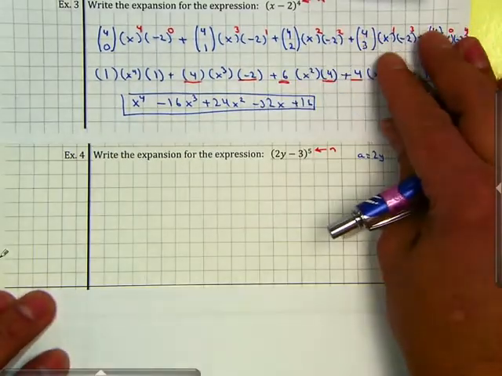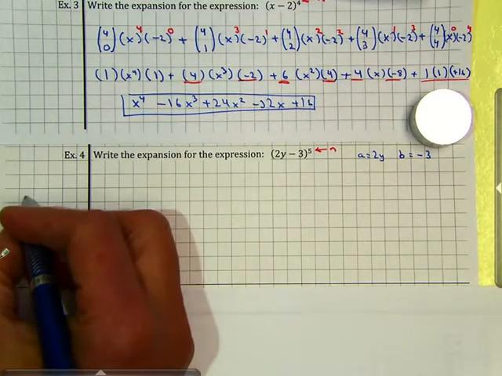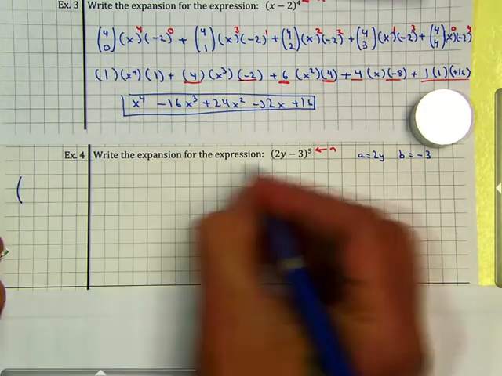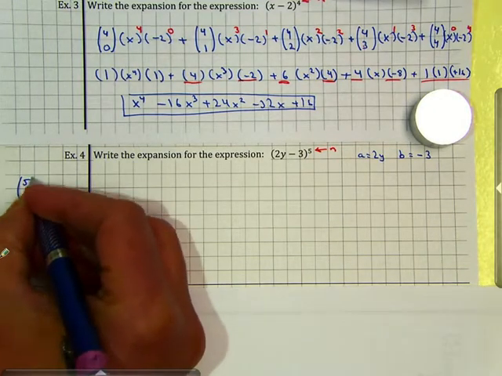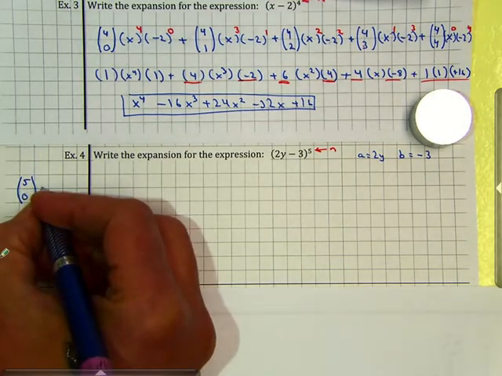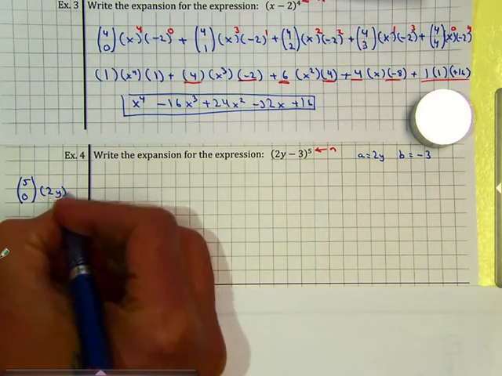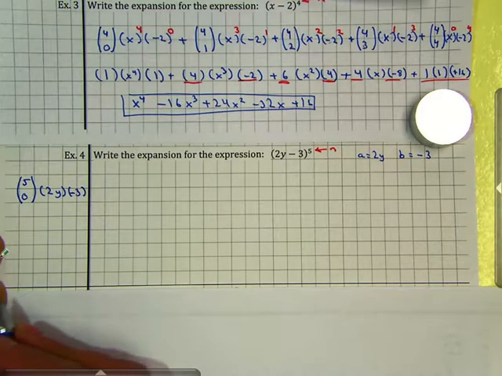And we have first, this will be 5 choose 0. I'm going to place my A and my B. I'm going to take care of the exponent last.